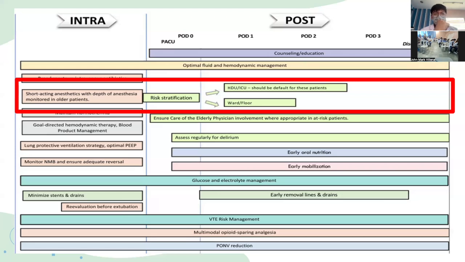Next will be the short-acting anesthetics, with depth of anesthesia monitored in older patients. According to the guidelines, inhaled anesthetic agents remain the drugs commonly used for maintenance of anesthesia in emergency surgery. Short-acting agents such as sevoflurane or desflurane are easy to administer and monitor and allow rapid awakening at the end of surgery and return of protective reflexes. Intravenous anesthesia using target-controlled propofol infusion reduces PONV.